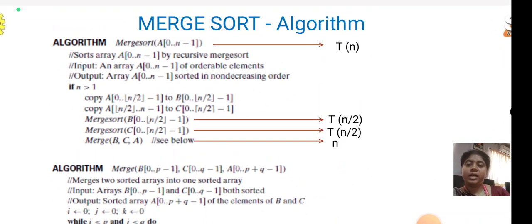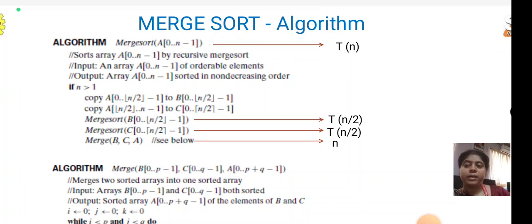For merge sort we have two algorithms. One is for dividing the big problem into subproblems. The other is for sorting the subproblems and combining them. The first algorithm is merge sort. We have an array of size n, indexed from 0 to n minus 1. It is an unsorted array, and this is the input array. The output is the elements in ascending order.